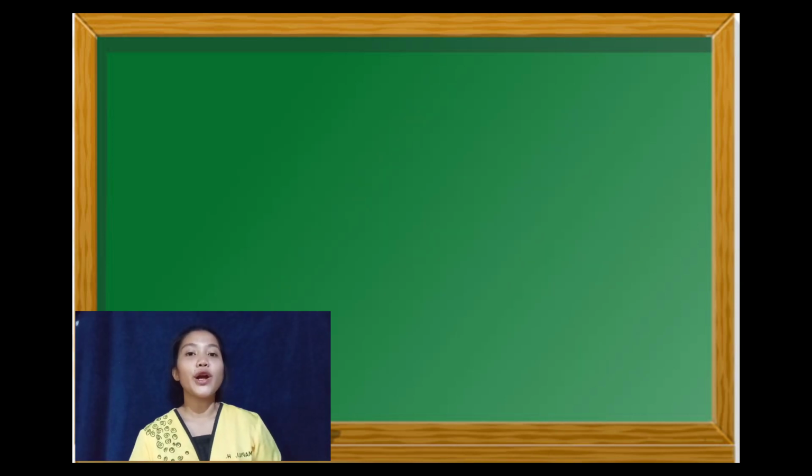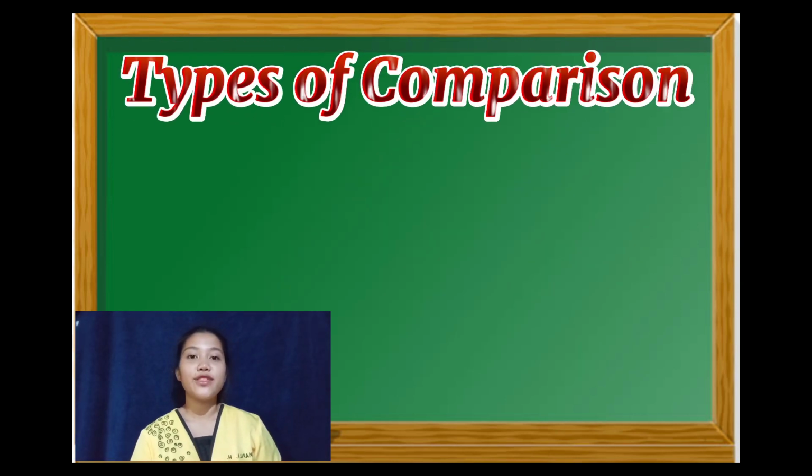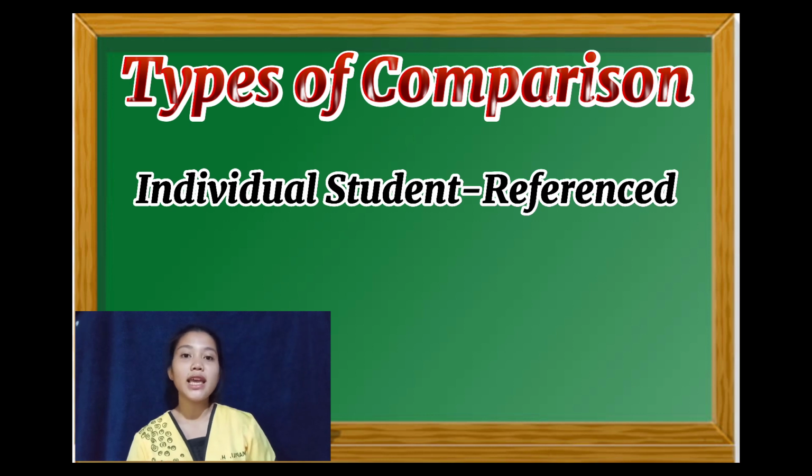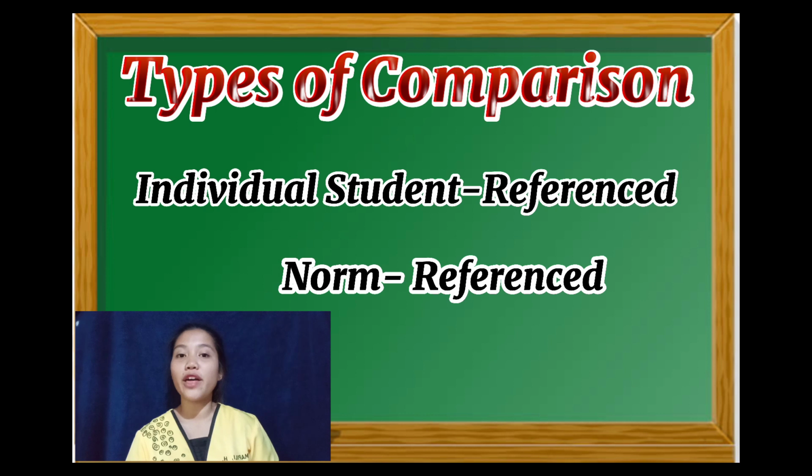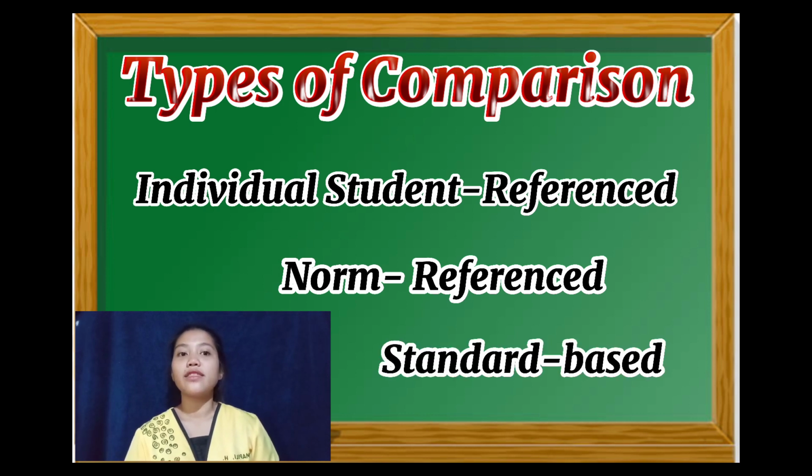Every grading period, the students are required to complete one quarterly assessment as well as the written works and performance task. There's no set number of written works and performance tasks. However, they must be spread out over the 4 quarters. So there are three types of comparison in grading. These are the individual student reference, which means comparing the student's own prior performance and aptitude, while the norm reference is about comparing other students' achievement, and the standard based is where grades are determined by the level of performance obtained.